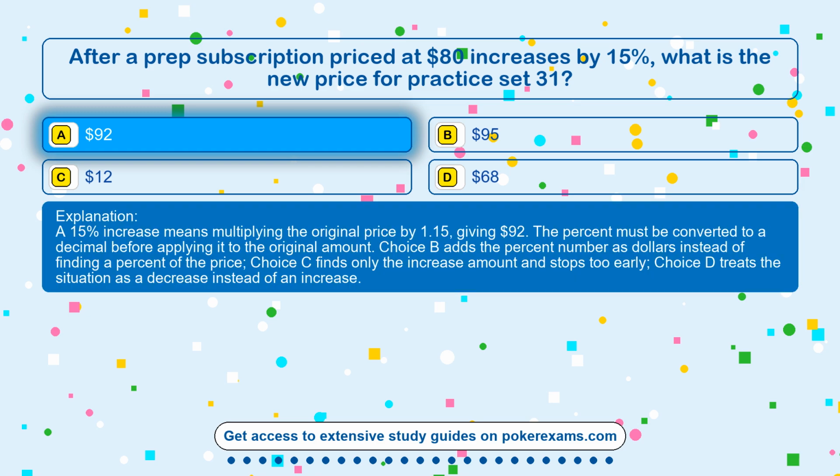A 15% increase means multiplying the original price by 1.15, giving $92. The percent must be converted to a decimal before applying it to the original amount. Choice B adds the percent number as dollars instead of finding a percent of the price. Choice C finds only the increase amount and stops too early. Choice D treats the situation as a decrease instead of an increase.